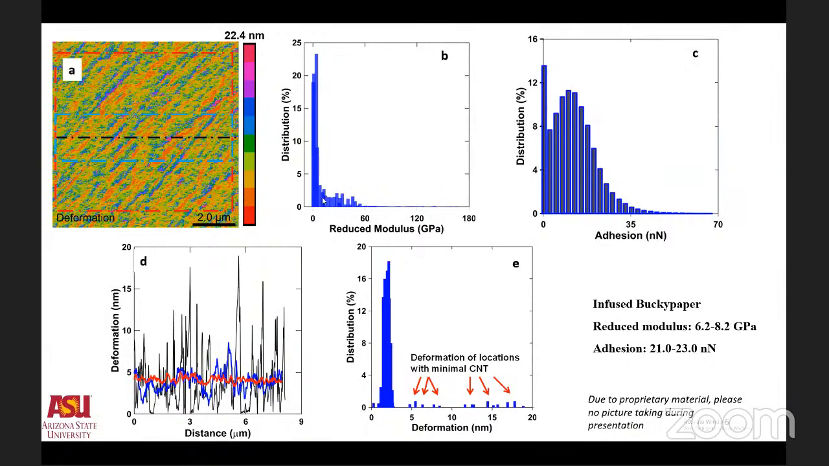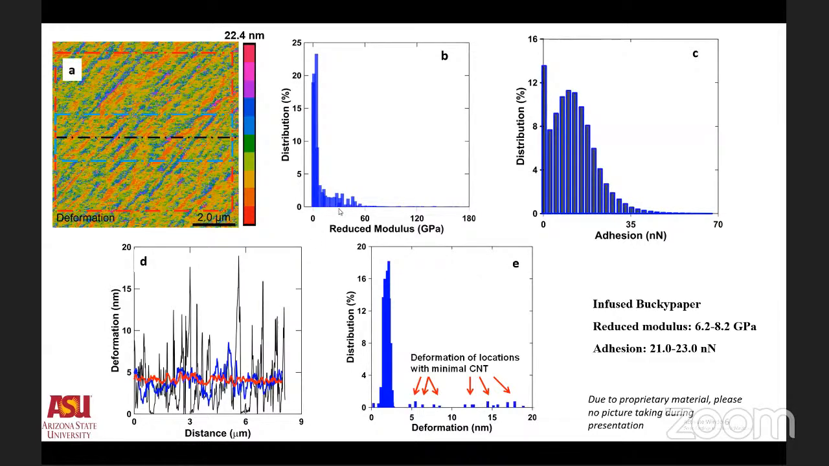Now, if you look at the histograms over a larger zone of 20 micron by 20 micron, which pretty much captures the entire width of the bucky paper, and then we look at the reduced modulus, we'll see that it's skewed to the right with a peak around 7 gigapascal, which is close to basically the pure nanoscale reduced modulus of epoxy.